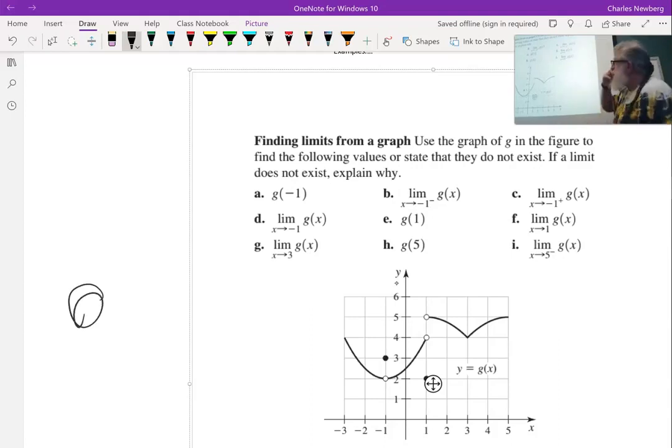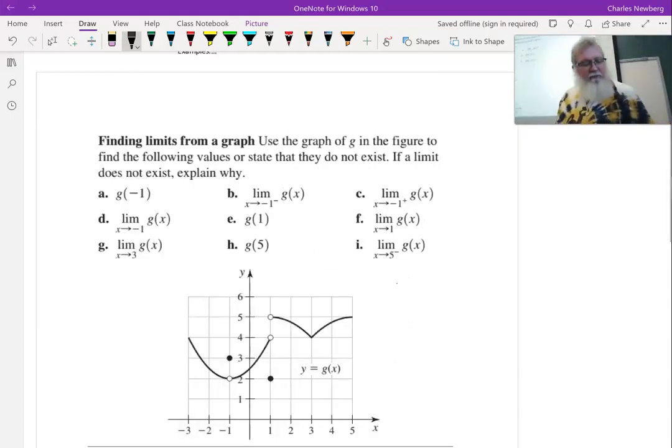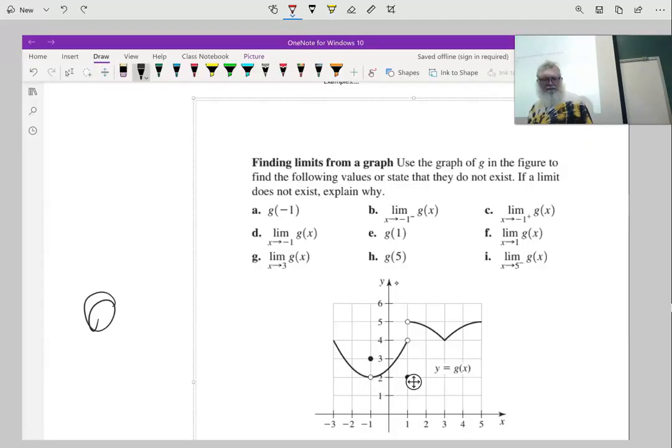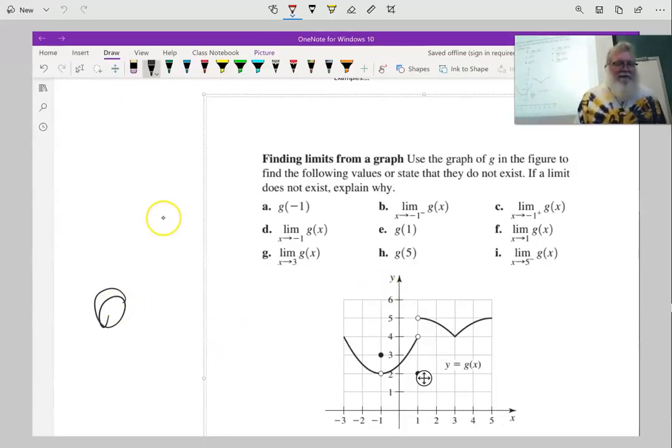There we go. Okay. Operator. So G of 1, G of negative 1. So what is that saying? That's saying... All right, I have no idea what's going on right now. Did somebody else Bluetooth in on my device or something when I was out of the room? All right, so G of negative 1.